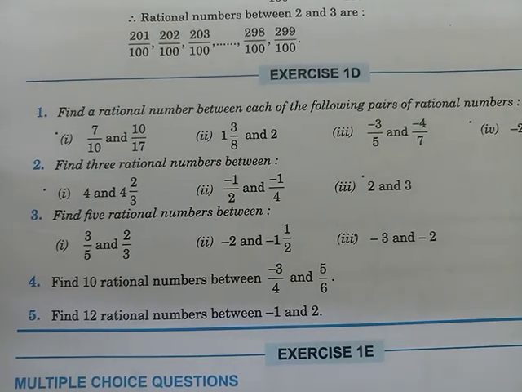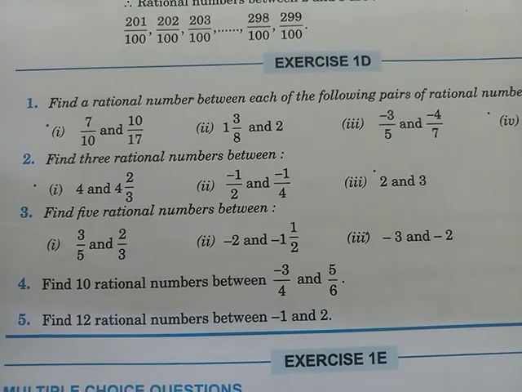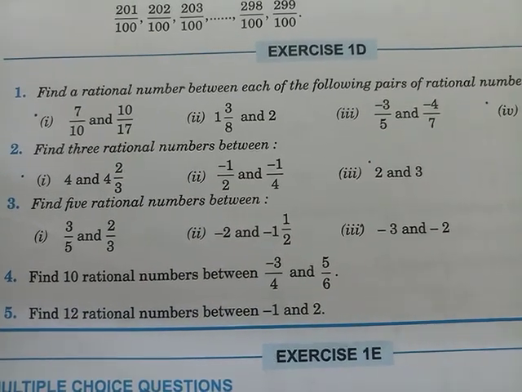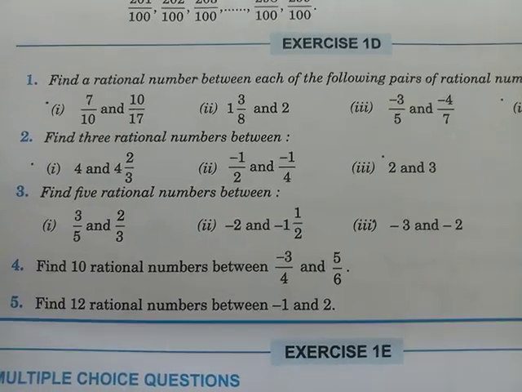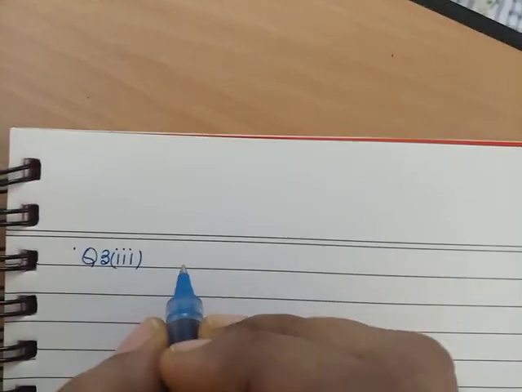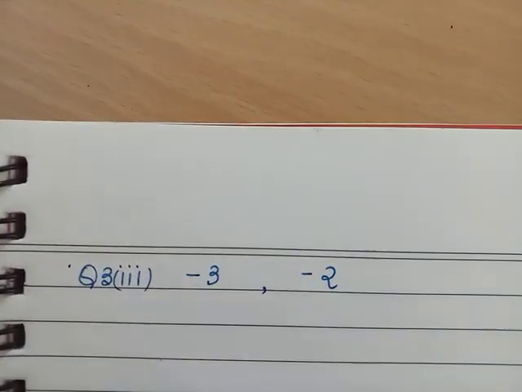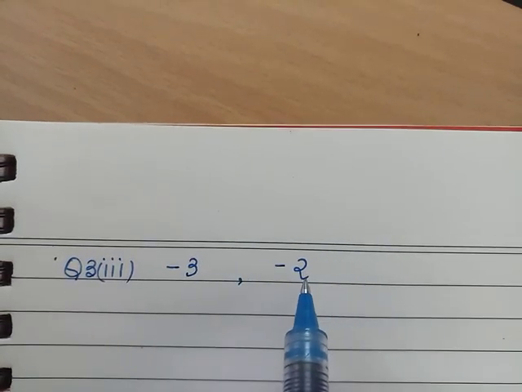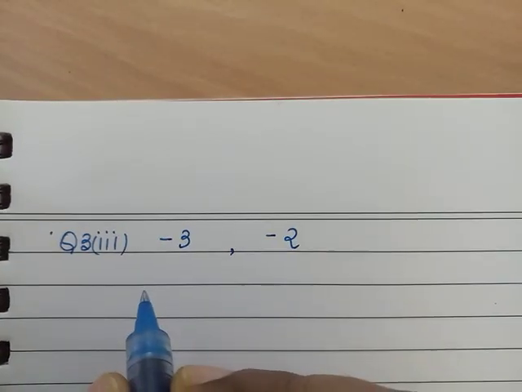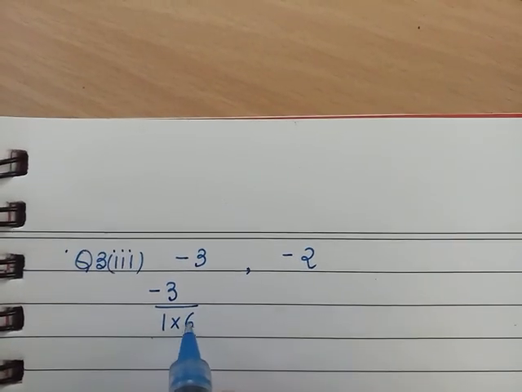Now we come to question number 3. In question number 3, they are saying to insert five rational numbers between the given pair of rational numbers. So I do question number 3, third subpart for you. What is the pair of given rational numbers? It is -3 and -2. Both the 3 and 2 have the like denominator, and we have to insert 5 rational numbers. So I multiply it with 6.